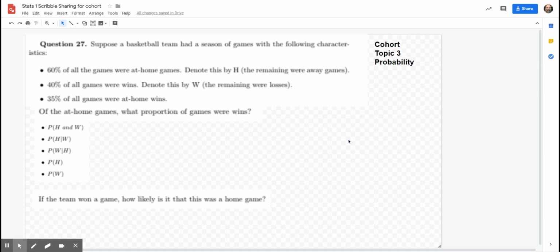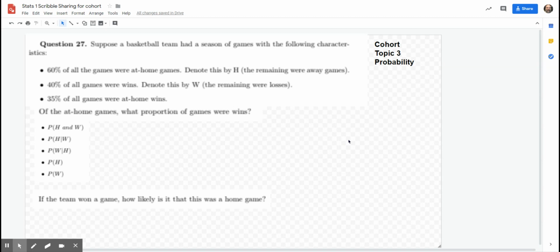60% of all the games were at home. We're going to use an H for that. Away games is the name for not H. 40% of all games were wins. That's going to be a W, and losses is the language we're going to use for not W. And 35% of all games were at-home wins. That means they were H and W. They were both.